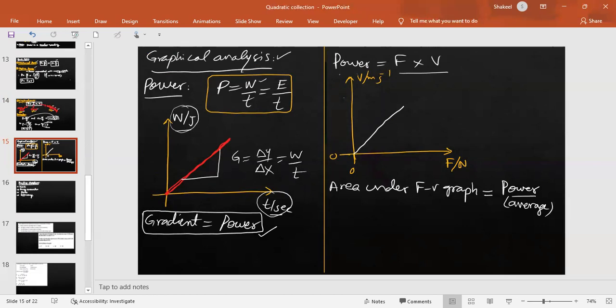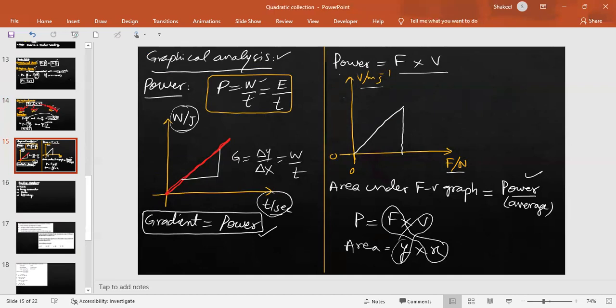And then if you plot velocity with force, and you find the area of the force-velocity graph, you get the average power, because motive power is force times velocity, and you know the area is y times x. Along the y-axis is force, and along the x-axis, oh well, it's the other way actually. Along the y-axis is velocity, and along the x-axis is force. So that's why the area gives you average power.